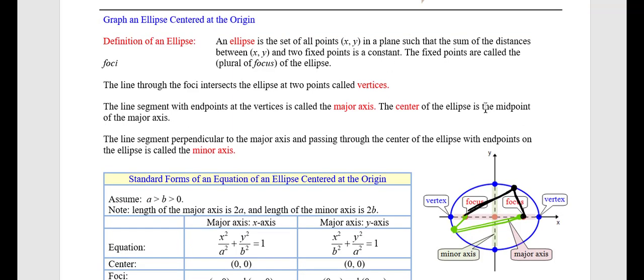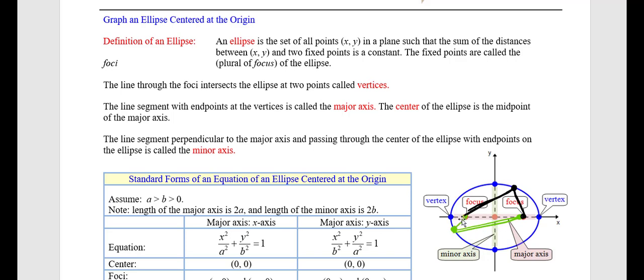It's a constant. Now the line through those foci intersects the ellipse in 2 points called the vertices. We've got those labeled here. That's just plural of vertex. Here's a vertex and here's a vertex. Notice these points at the top and bottom, those are not vertices because the line connecting those doesn't go through the foci. These foci are these points out here and out here.